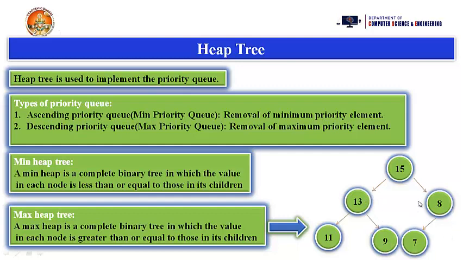Then come to the right side here, 8 and 7. Among these two elements 8 is the maximum element, so it should be the parent node. Then go to the higher levels, 15, 13, 8. Among these three elements 15 is the maximum element and it should be the parent node. So like that we need to implement the ascending priority queue and descending priority queue using this min heap tree and max heap tree.